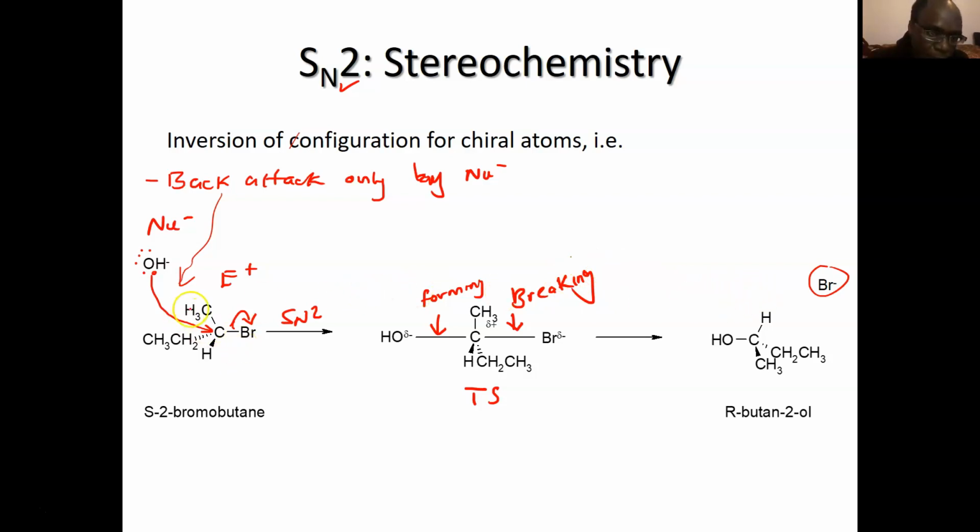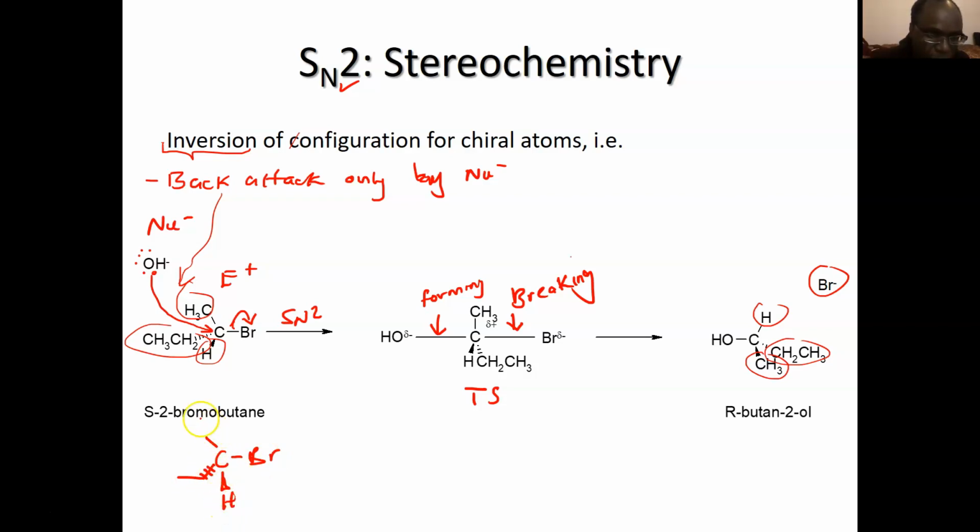Now, I want you to see that the methyl, ethyl, and hydrogen are on your left. When the reaction is done, they're going to be on the right because there was a push by the nucleophile from the left side. That's the visual representation of inversion, okay? Inversion. So we can assign chirality. Let's assign chirality and see.